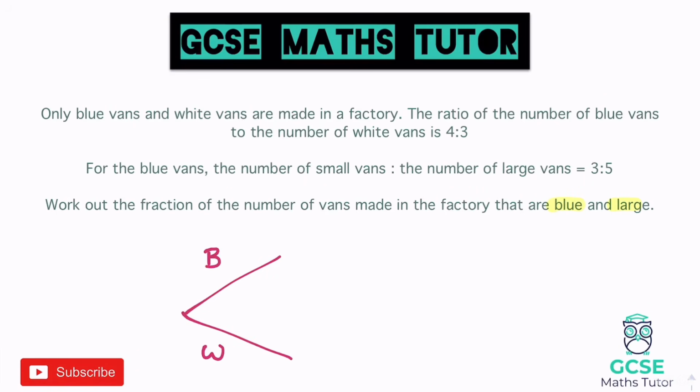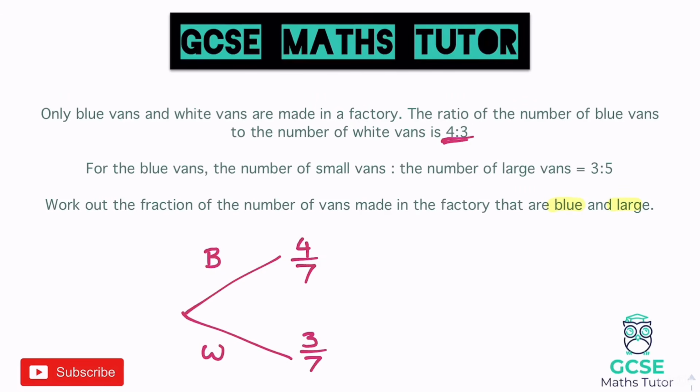Okay, so we've got the vans, they're blue or they're white. Now over here we've got the ratio of blue and white, we've got 4:3. Now that's out of 7 in total. So 4 out of the 7 there are blue and 3 out of the 7 there are white. So for the blue here we've got 4 out of 7. And for the white here, we've got 3 out of 7.